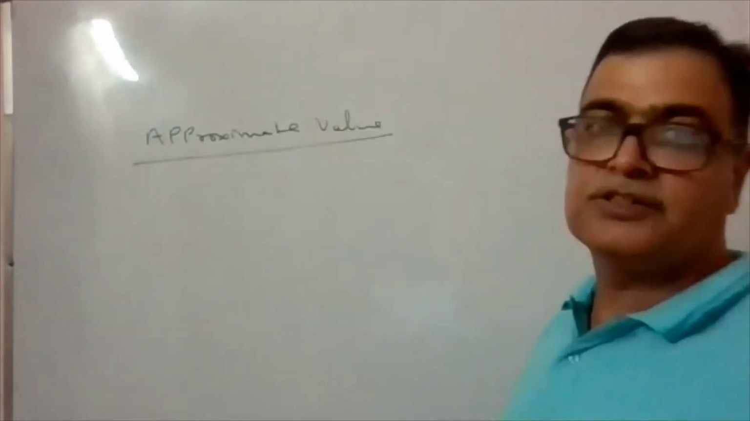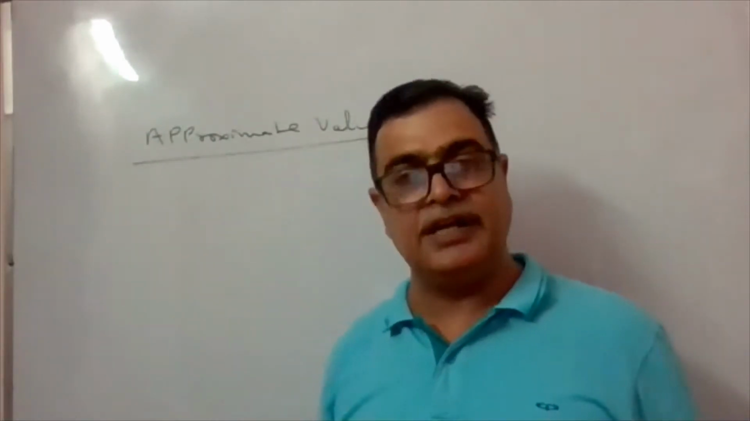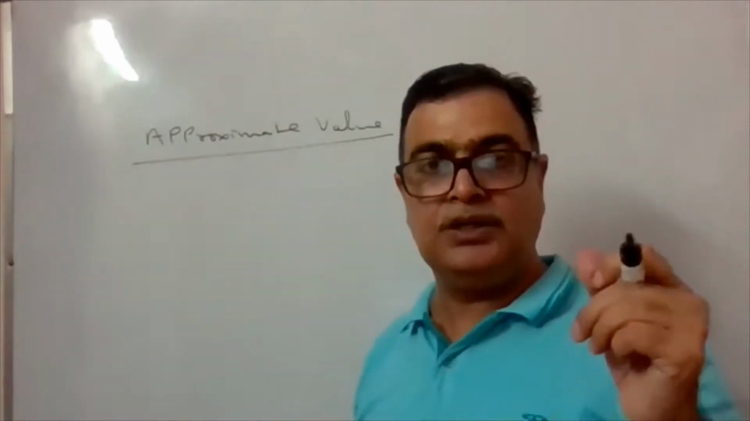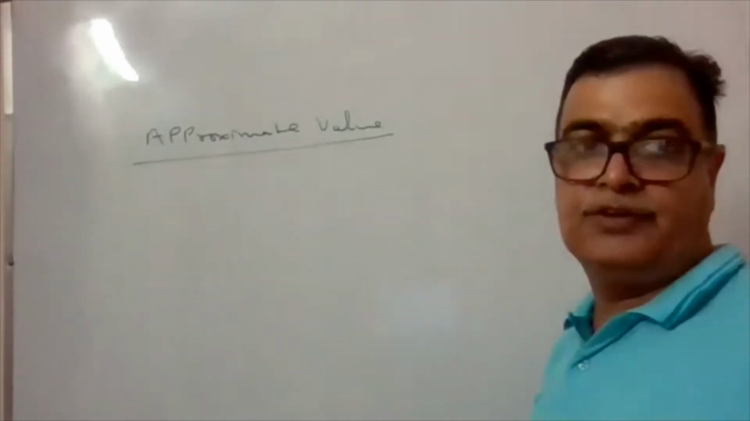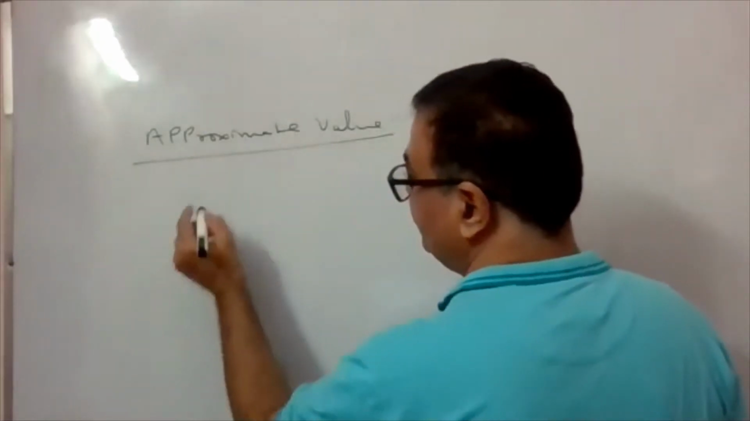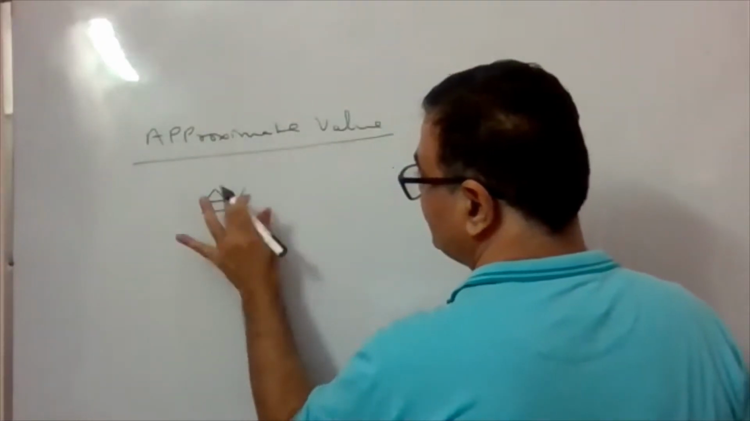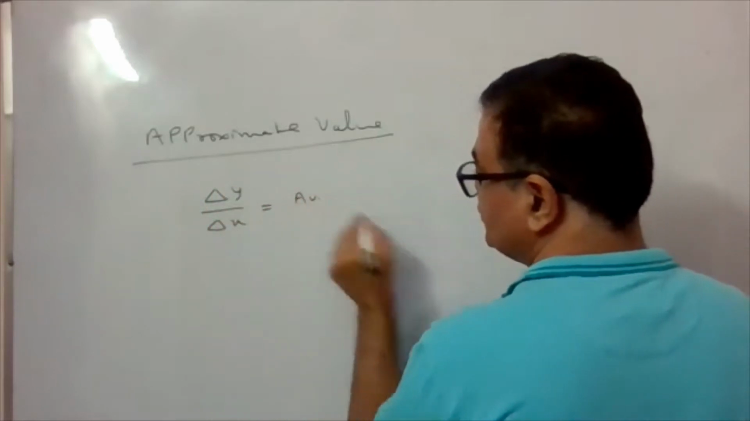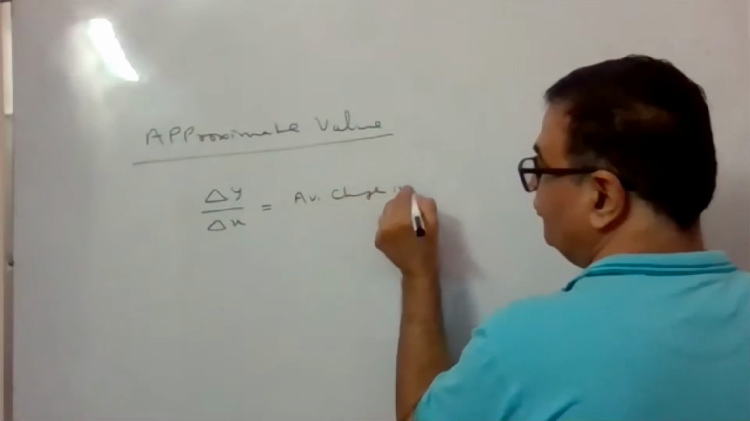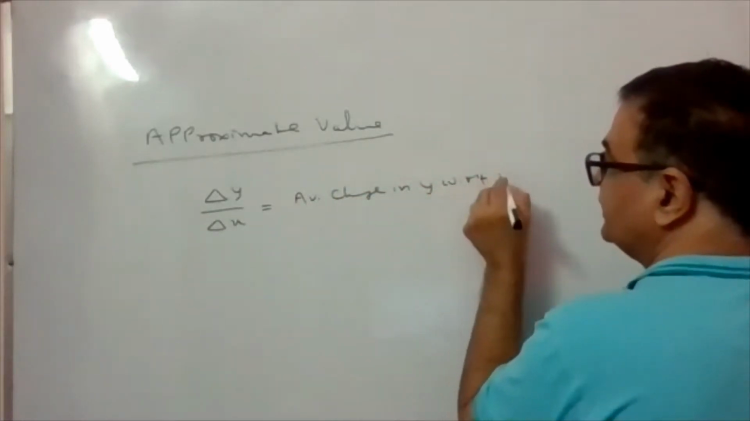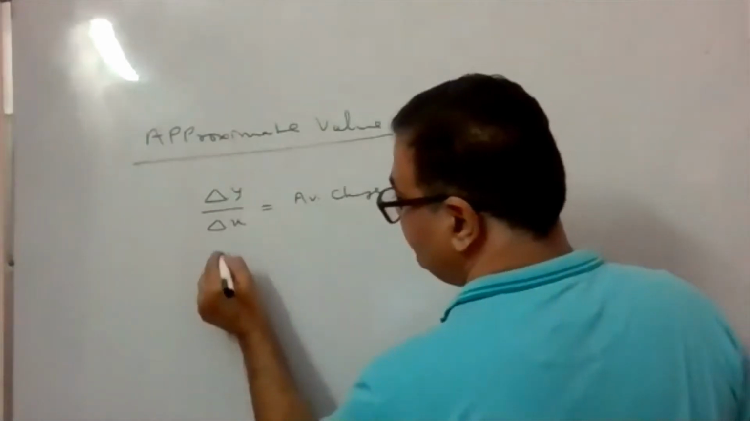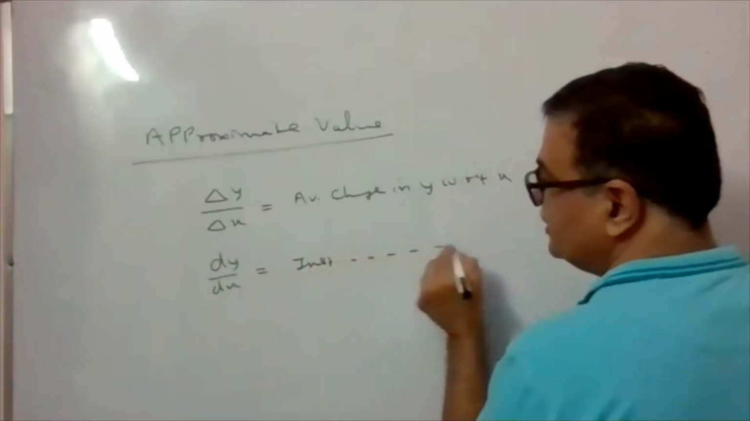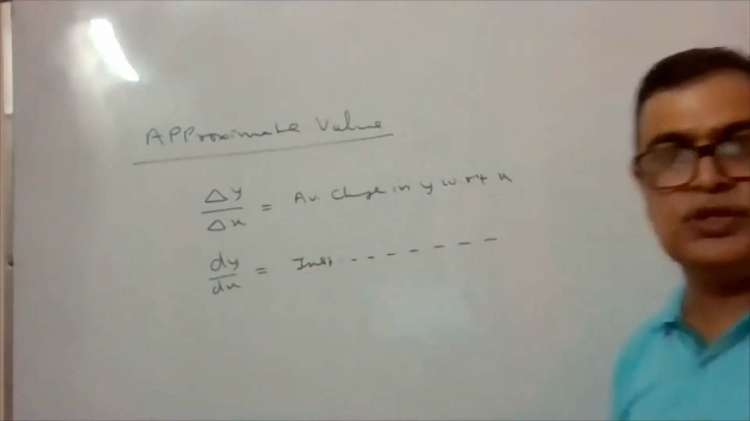Approximation we are doing, approximation by using the derivative. One thing we have already done here, delta y by delta x, I told you average change in y with respect to x. And dy by dx is simply instantaneous change in y with respect to x. These are the two things we have already done.